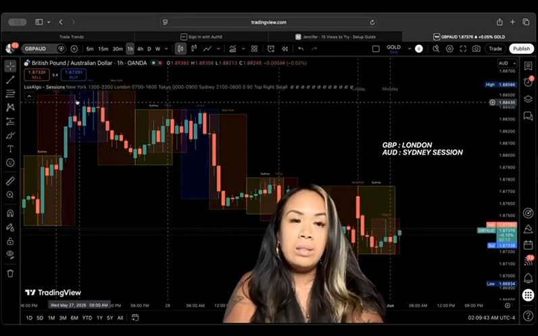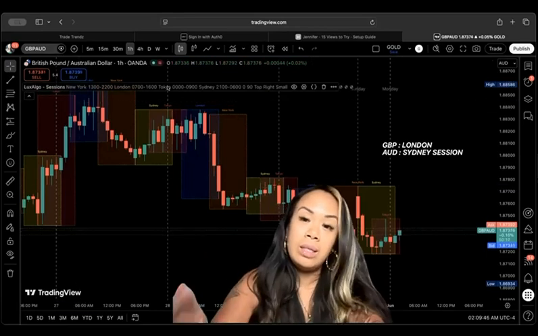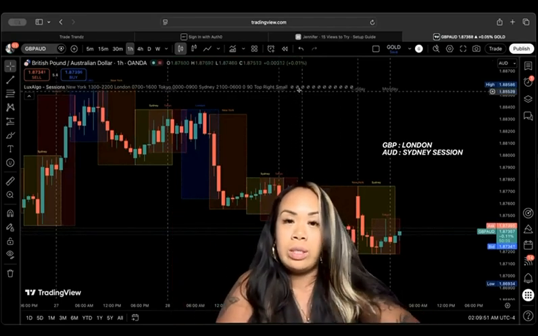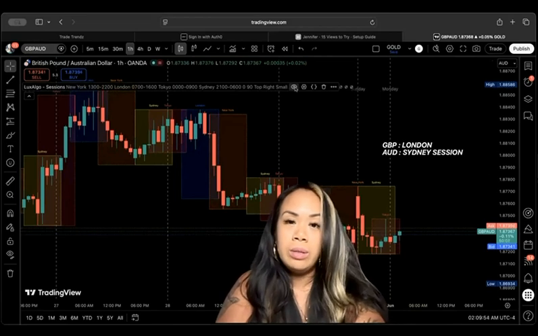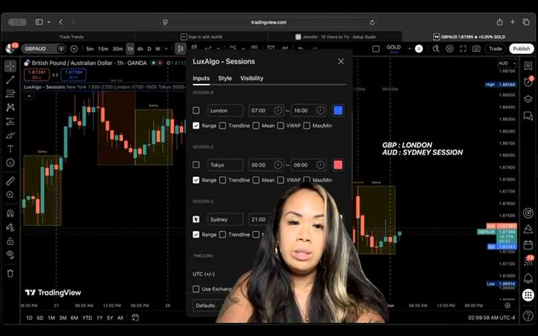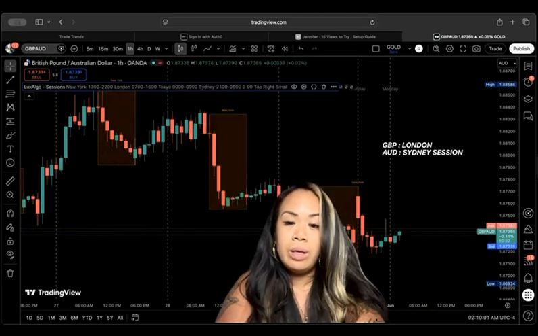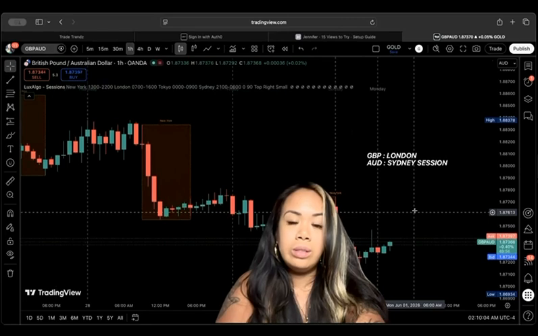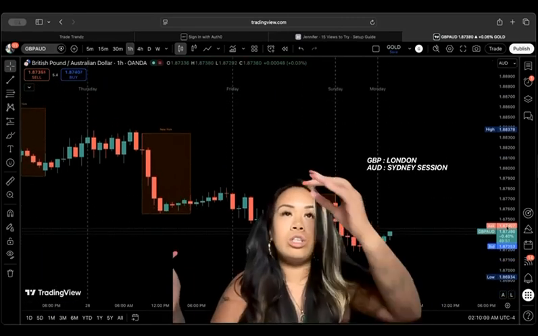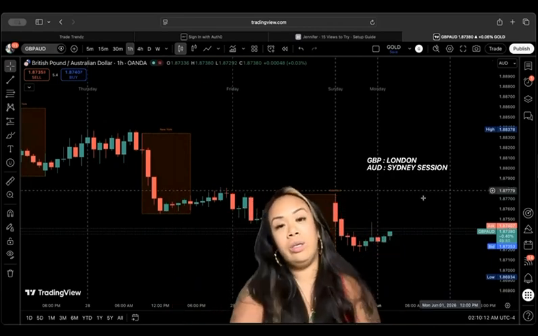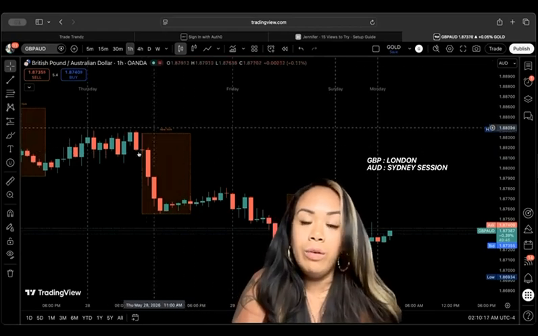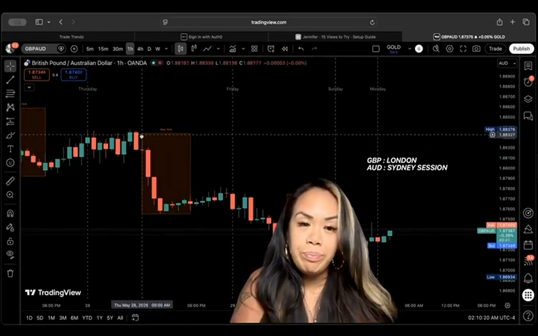Let's say you just want to focus on pairs that are paired with the US dollar, and that's all you want to trade. You guys can come right up here, click the settings, and turn off London, Tokyo, and Sydney. Now you have New York session marked out, right? So any pairs that you guys are trading with the US dollar, this is what you're going to be focused on, okay? If you guys hover over this, by the way, we are in a 1 hour time frame.